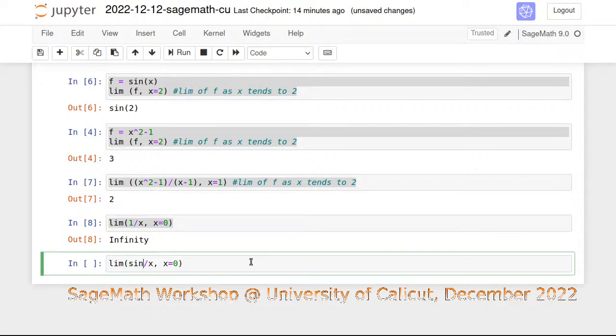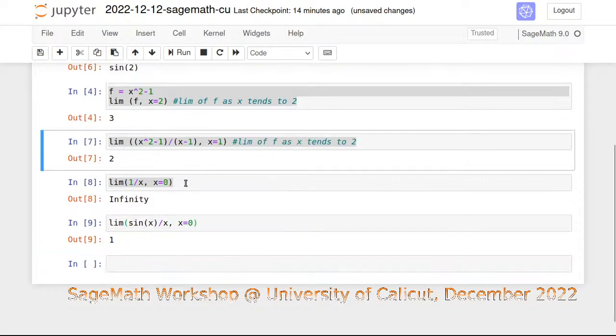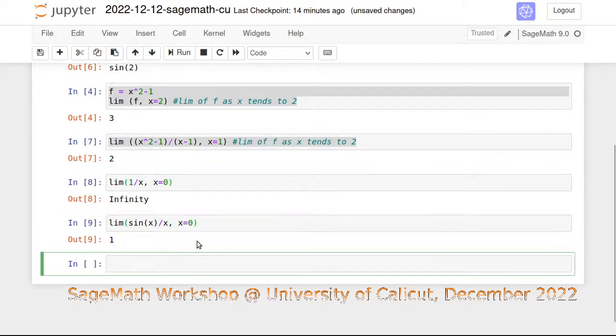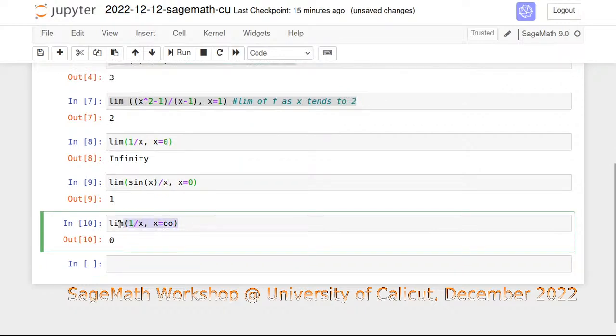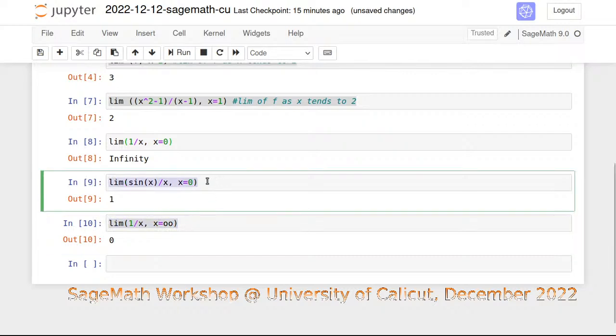Now sine x by x as x tends to 0. We know this is a very famous limit. That's equal to 1. That's also correct. Now, can we give infinity itself? Limit of 1 by x, I don't know what symbol I should give. I think OO should work, plus infinity. As x goes to infinity, that's 0. And if I give minus OO, that's minus infinity. So the symbol is not 0, 0, it's OO, which looks more or less like infinity.